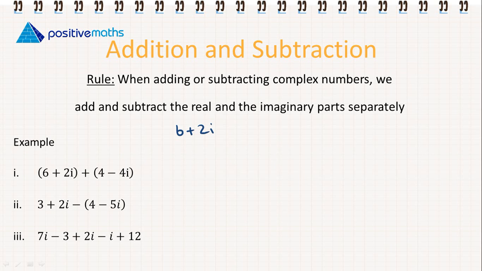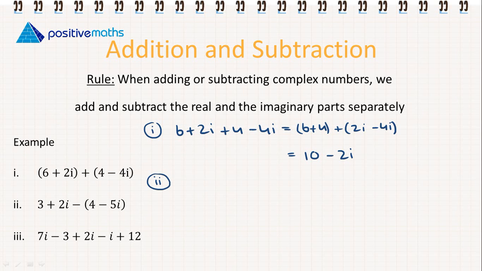We have the first example, 6 plus 2i plus 4 minus 4i. So we add the real parts, 6 plus 4, and we add the imaginary parts, so we have 2i minus 4i. 6 plus 4 gives us 10. 2i minus 4i is going to give us minus 2i.